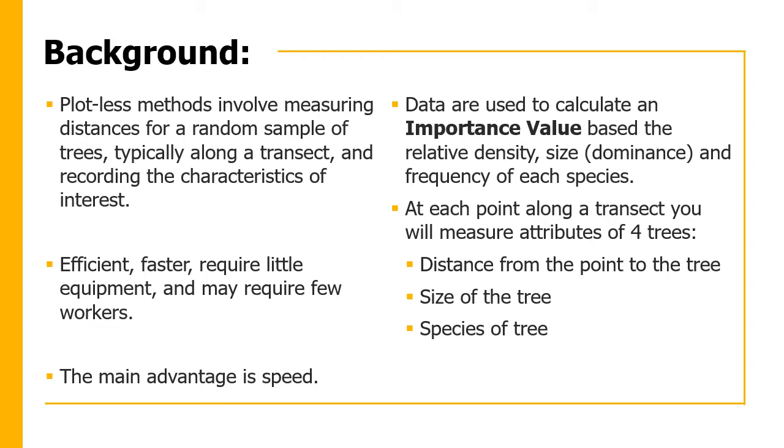Now you could use this for other plants as well. You just have to be able to identify the individual plants. So it doesn't work well for things like grasses, where it's hard to tell where the individual plant is. But obviously a woody plant like a tree is going to work great. We're going to use the definition of a tree as having a diameter of at least 10 centimeters. So you're going to be looking at the larger trees and not worrying about the little saplings.